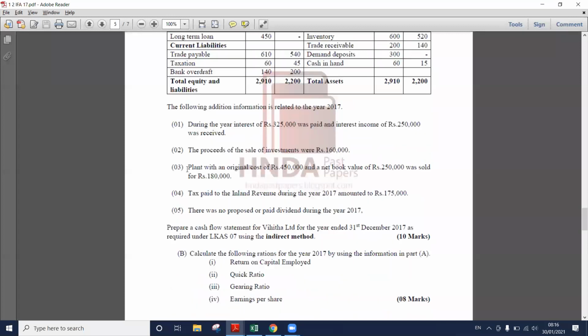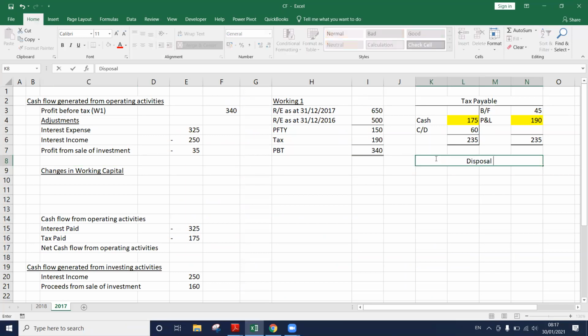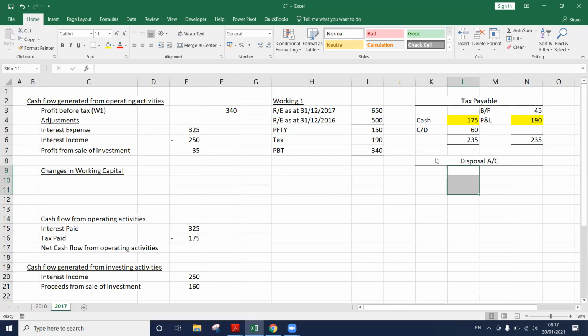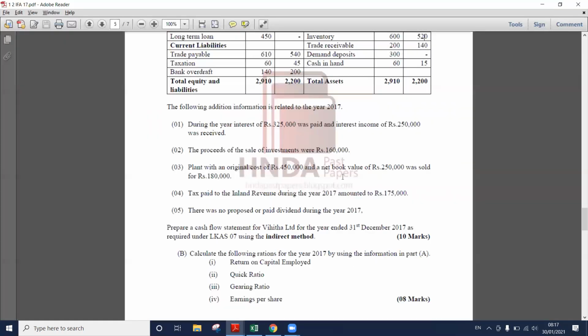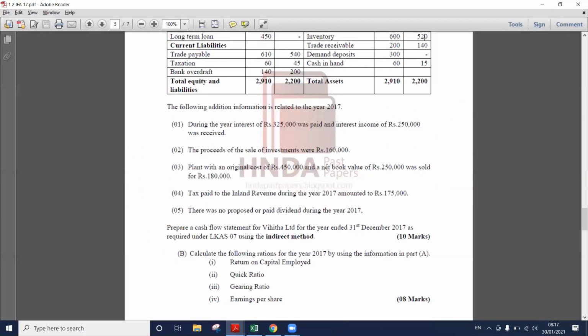Then point number 3: a plant with an original cost of 450 and a net book value of 250 was sold for 180. Right? The disposal of a plant. We will have the disposal account. The cost we need to transfer to the disposal account. The cost is how much? 450. Right? 450 is the cost. Accumulated depreciation here.